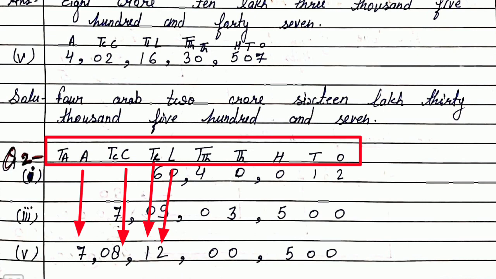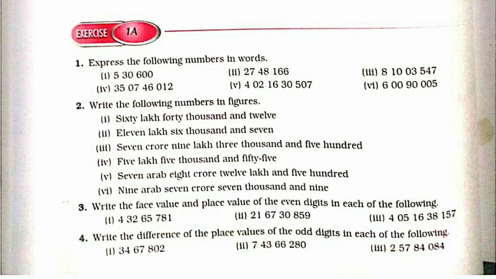And then the thousands place is not given, it is missing, so we will write 0 there. In the hundreds place 500 is given, so we will write directly 5 in the hundreds place, and that's all. So like this we will do question number 2. Now I hope it is clear to you. So the rest of the remaining parts you will do on your own.